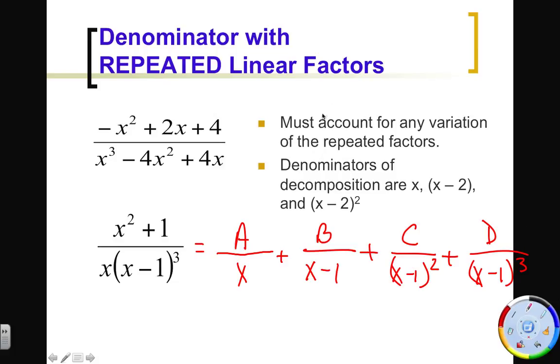Notice I said you must account for any of the variations. Now, in this case, you might not get an A, a B, a C, and a D. Maybe C is 0 in this case. Well, that just means this fraction doesn't exist in our final answer. You could get any of these things equal to 0. You won't get them all equal to 0 because that'd be silly. You'd be adding a whole bunch of zeros to get an answer that doesn't exist.